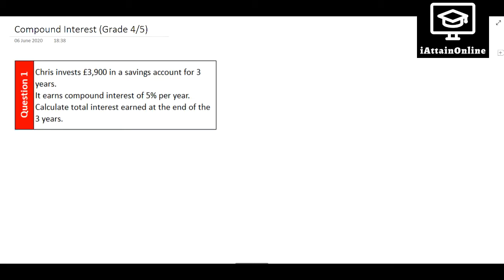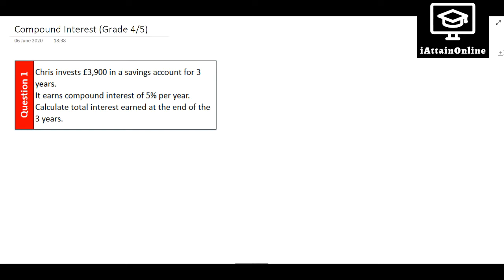So the first one, Chris invests £3,900 in a savings account for 3 years, and it earns compound interest of 5% per year. Now, interest is basically the money that a bank pays you to look after your money. So you can earn some extra money by putting money in a bank account. That's all the interest is.